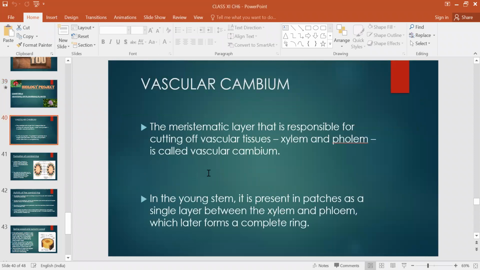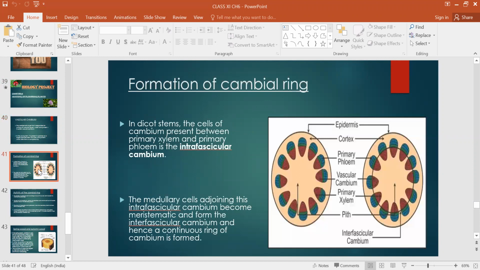Now, we all know that the meristematic layer that is responsible for cutting out the vascular tissue, that is the xylem and the phloem, is known as the vascular cambium. In the young stem, it is present in patches as a single layer between the xylem and the phloem, which later forms a complete ring. Now, how is this complete cambium ring formed?